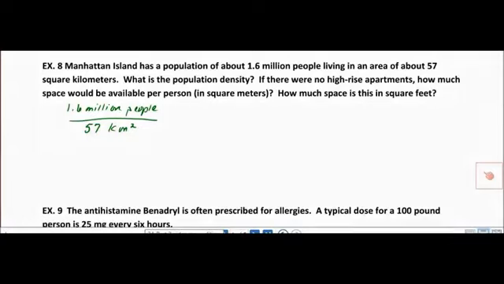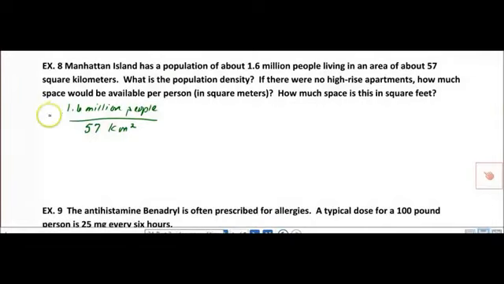So we just divide. In this case, Manhattan Island has a population of about 1.6 million people living in an area of about 57 square kilometers. So the first question is, what is the population density? The next question is, if there were no high-rise apartments, how much space would be available per person? And we want that in square meters. And then how much space is this in square feet?